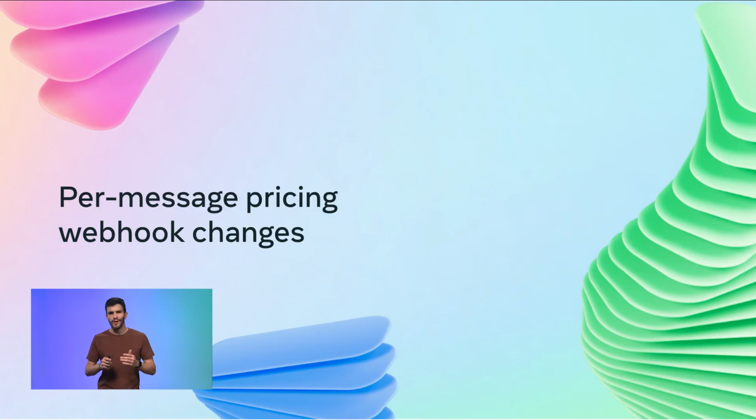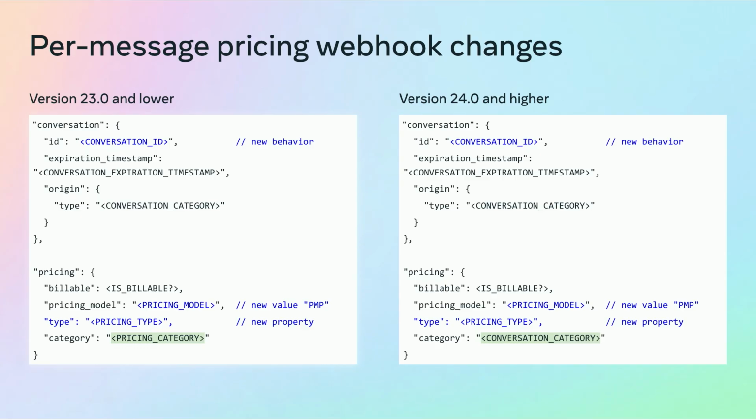Now, I'm sure you're all here to learn more about the changes in our webhook events. Let's dive into it. The conversation and pricing objects in status messages webhooks will be affected in the following ways based on the webhook field version you're subscribed to. Comparing versions 24.0 and higher to version 23.0 and lower, the changes are very similar, as you can notice here.